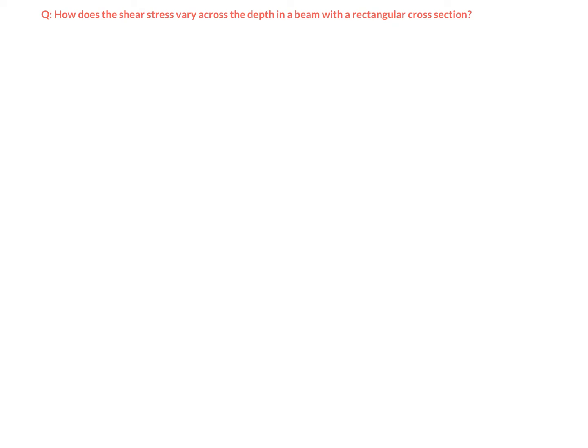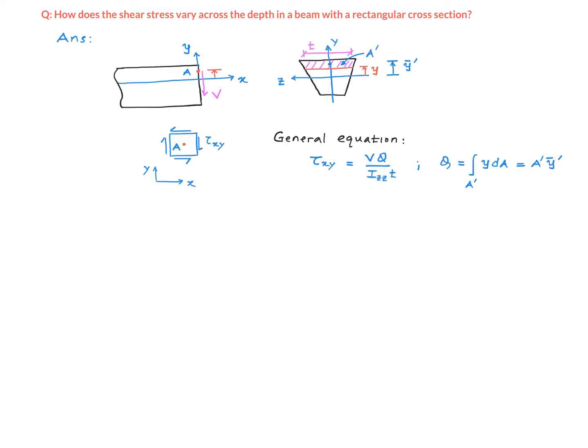The question here is, how does the shear stress vary across the depth in a beam with a rectangular cross-section? In answering this question, let's first review the general shear formula for calculating the shear stress for a given shear force V at a point like point A, like shown in this picture.